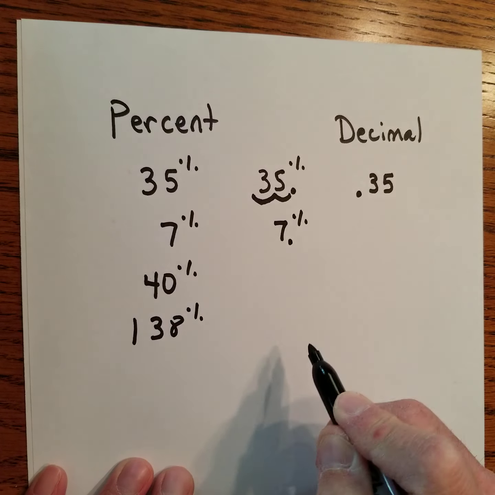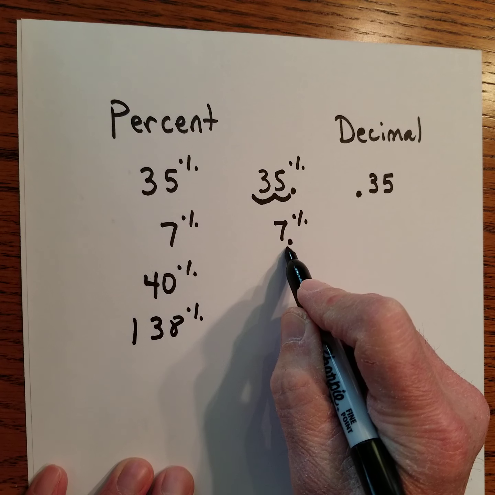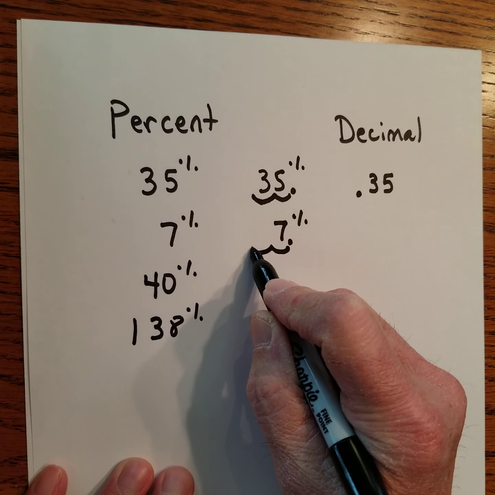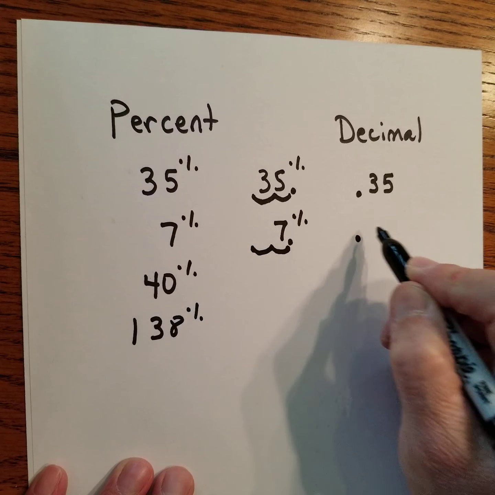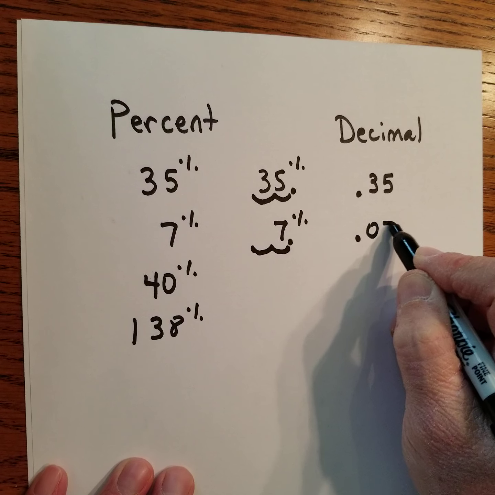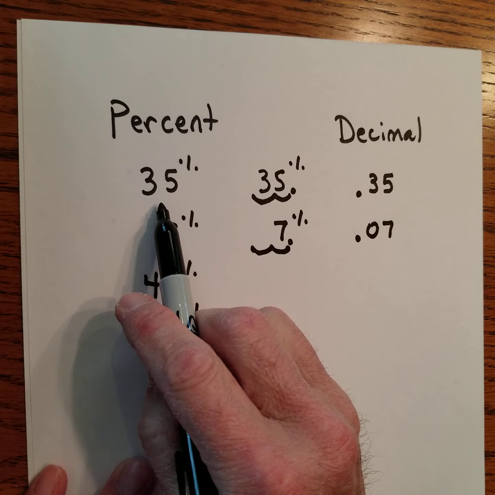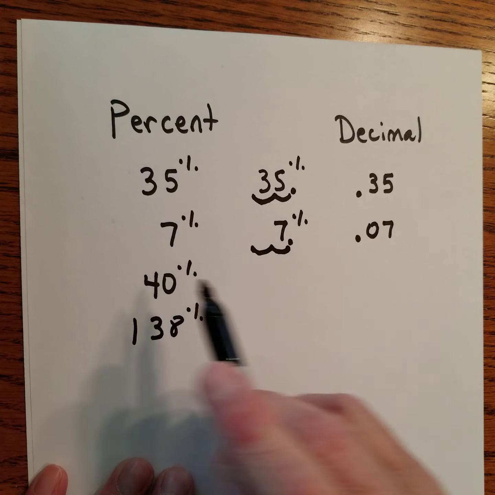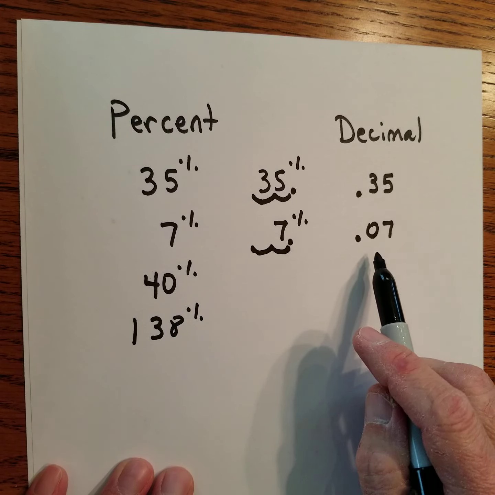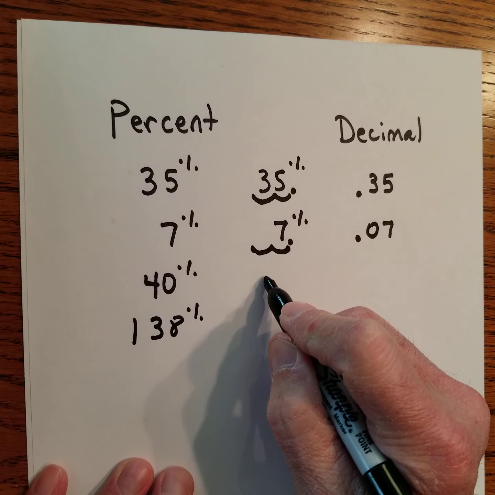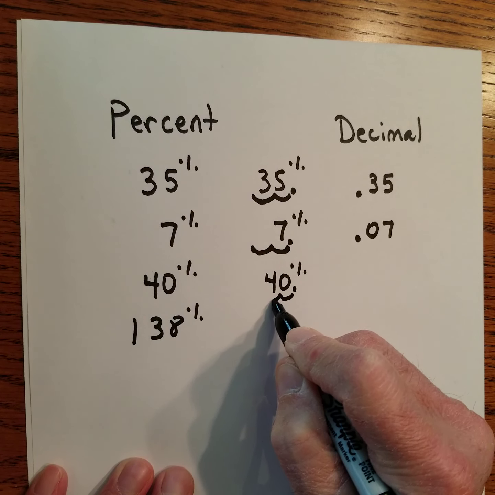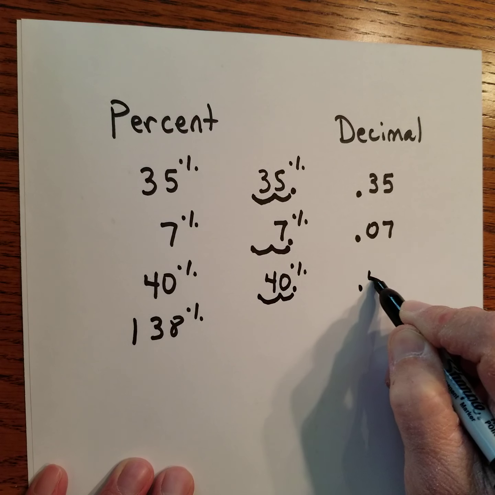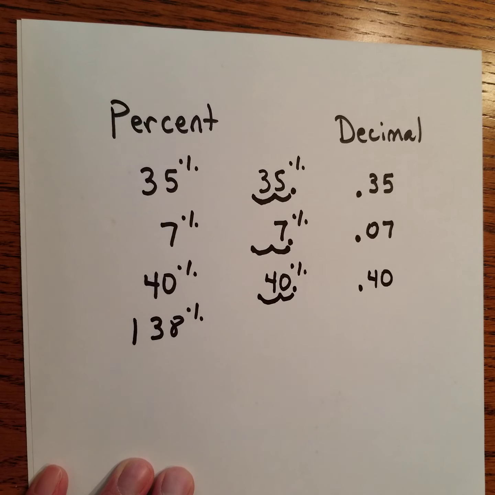If my percentage is 7%, with the decimal point there, and I move my decimal point 2 spots to the left, you see how I have a place value here with nothing in it. That's a 0. 35% is the same as 0.35. 7% is the same as 0.07. 40% would become 0.40, or just 0.4.